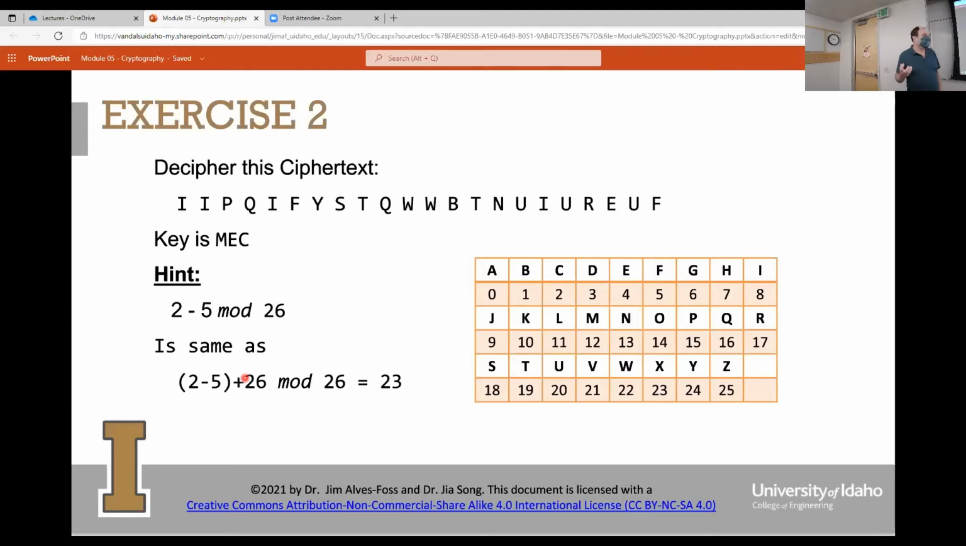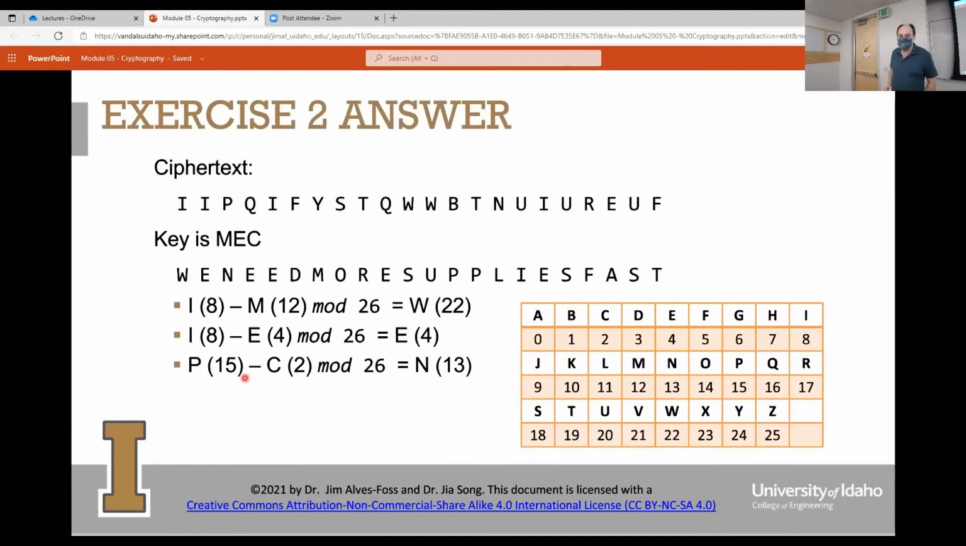No answers. Okay, I'm going to move on. So we need more supplies fast, is what it decodes to when you do the full thing. Okay. And you can play with these and do these types of things. Okay, this was a more complex cipher.